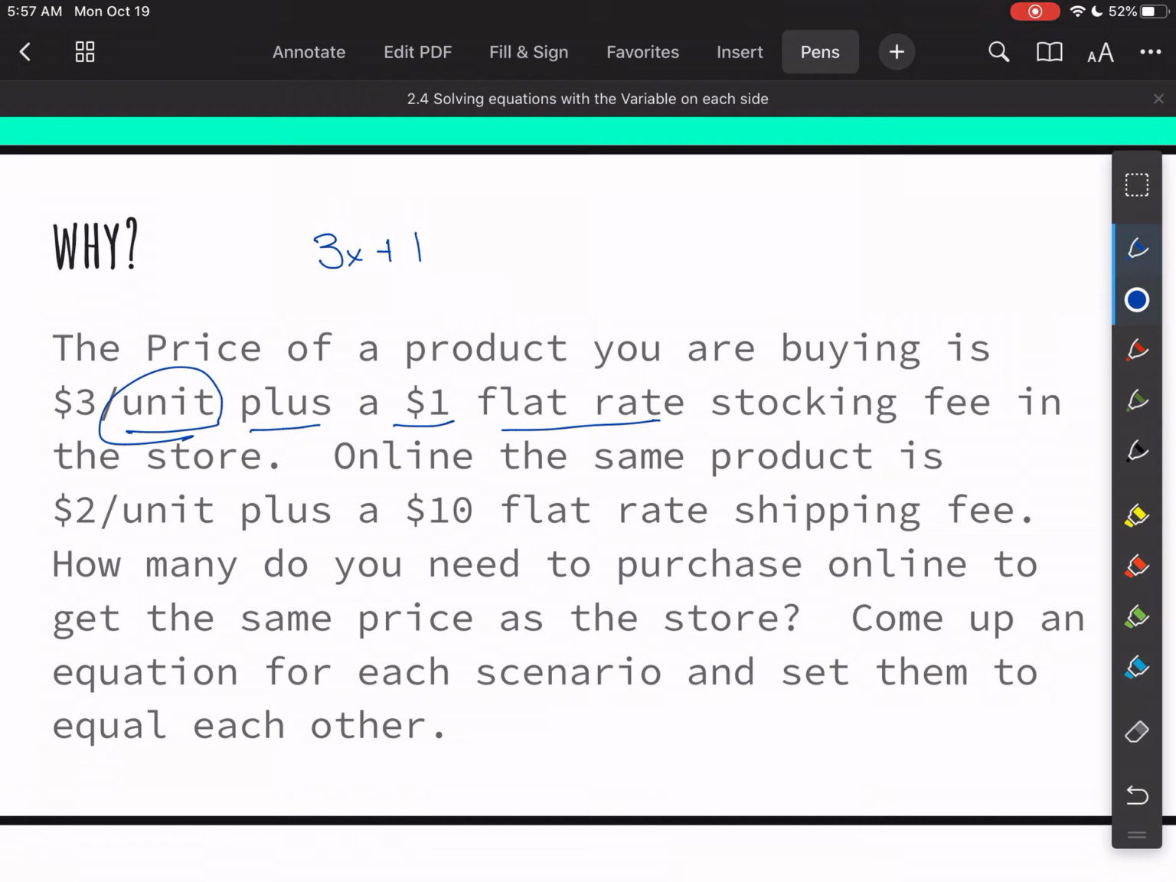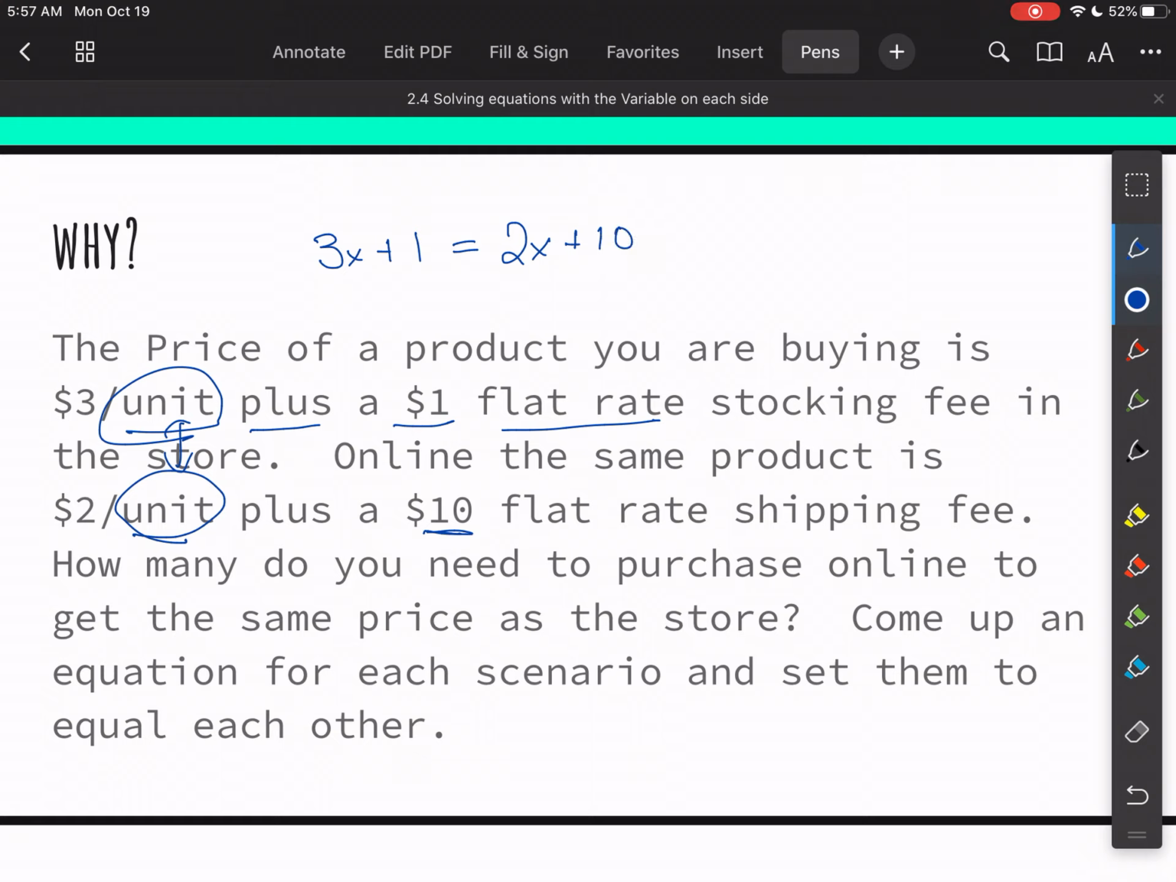Then on the second one, for online, it's $2 a unit. We're thinking about the same thing here. These units are, maybe we're buying some kind of fancy pen, I don't know. So for this one, it's just 2x. x represents the units that we're talking about. But there's a $10 flat rate shipping. So if I bought 1,000 of them, it's still only $10 for shipping. So it's just plus 10.